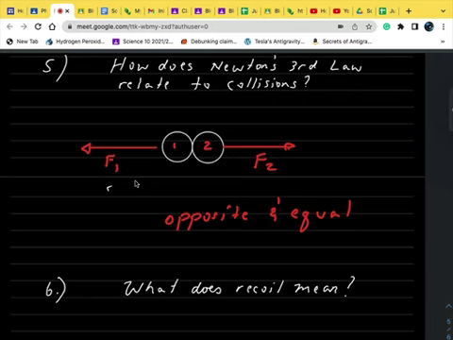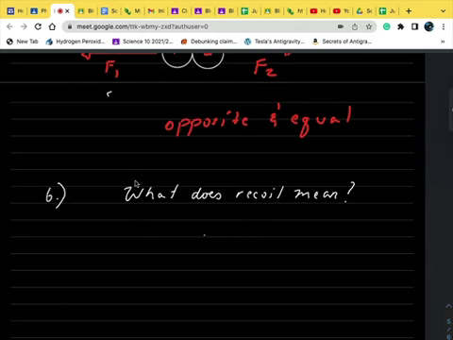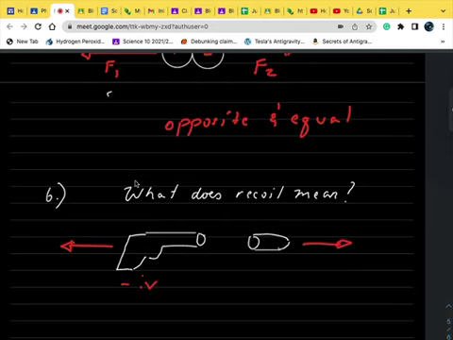Okay. So the bullet moves this way. And the gun, the legal gun, bullet goes that way. Gun goes that way. It's recoiled. It's moved in the opposite direction in response to some sort of explosion. It recoils. Has a negative velocity. That's the point. Main point is velocity. This is positive velocity. The gun's velocity is negative.